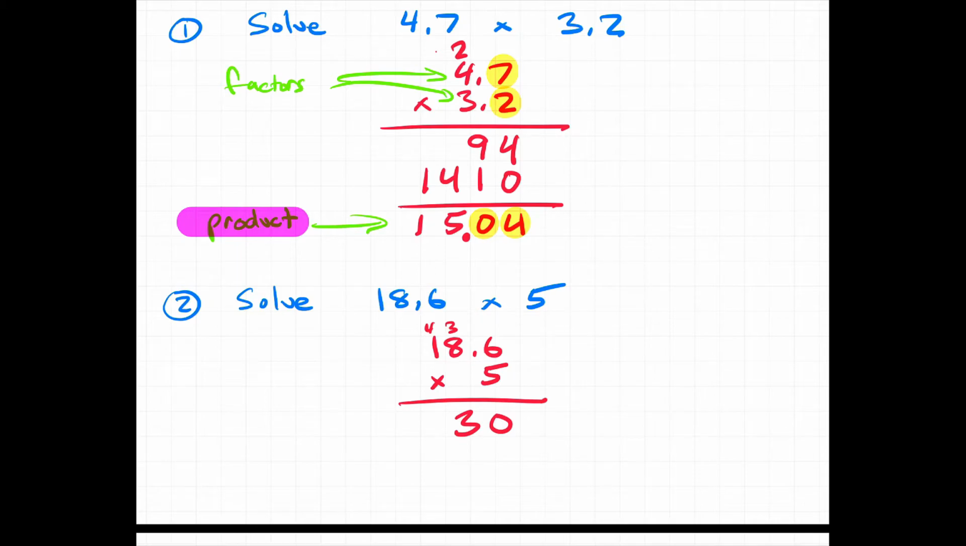5 times 1 is 5, plus the 4 is 9. So 930 is not the answer because we have 1 number behind the decimal place. So I'm going to need in my answer 1 number behind the decimal place. So my decimal is going to go right there. So the answer is 93.0, but remember any 0 that's all alone to the right side does not change the value. Okay, so the answer can be written as just 93.